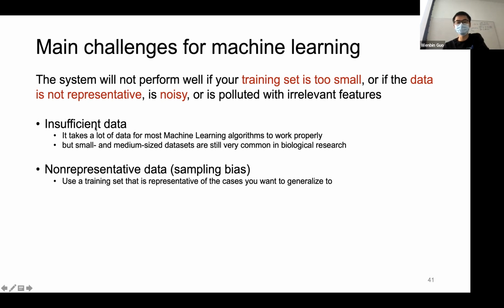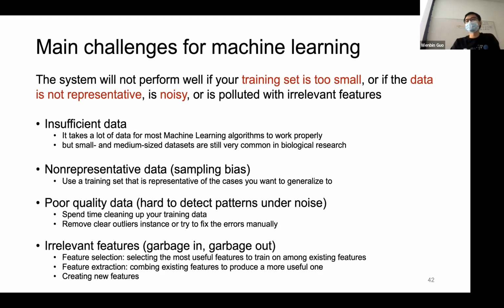So for insufficient data, as I said, it sometimes takes a lot of data to make it work properly. And non-representative data means sampling bias, that your training data set is not a good representative of the population. For example, you train a particular machine learning model on a European population, and then you want to generalize it to the whole human population. You probably have some confounding issues or sampling bias issues that make your model perform less well.